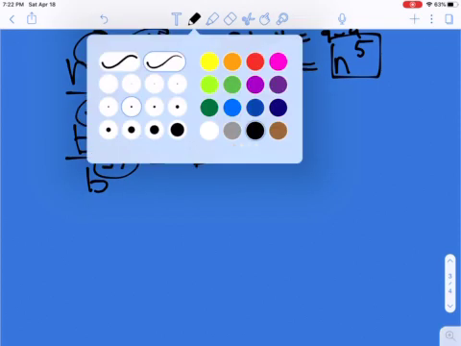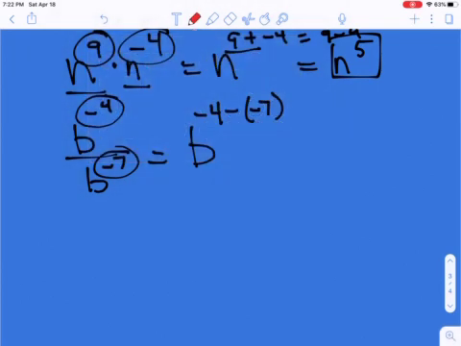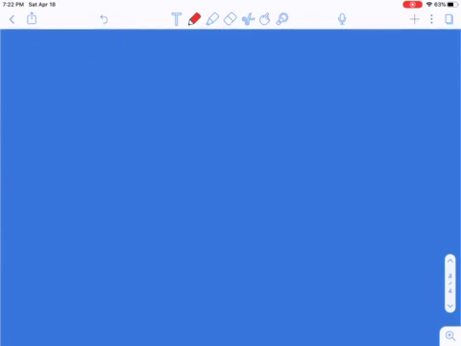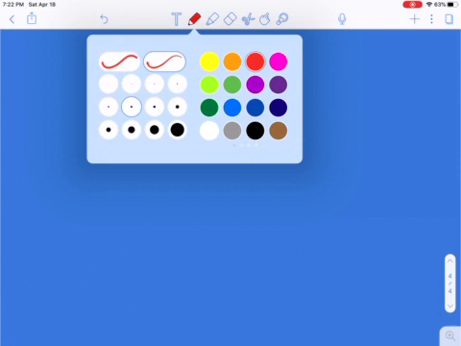Now, look at what you got here. You got everybody's favorite little thing they like to forget about. You got a double negative, because there are 2 negatives right next to each other. And when that happens, they turn into a positive. Okay? So I'm going to get rid of that so you can see it. This is going to basically become negative 4 plus 7. So when I write this, negative 4 plus 7 gives me 3. So this actually winds up being pretty simple. B to the third.